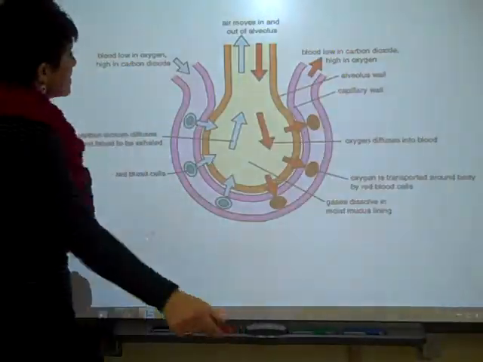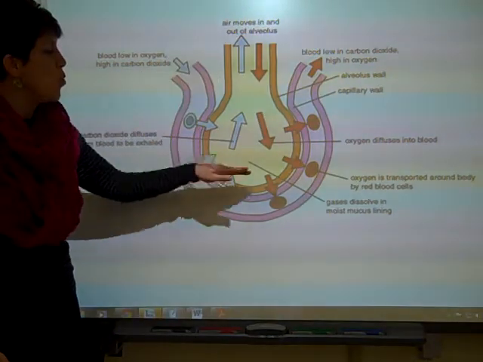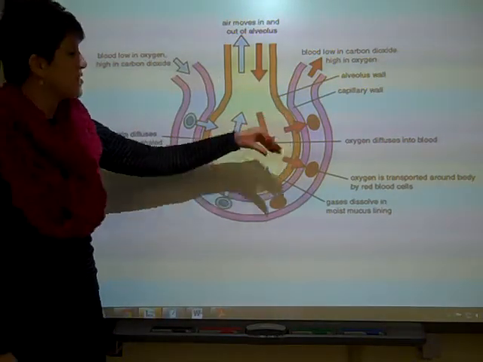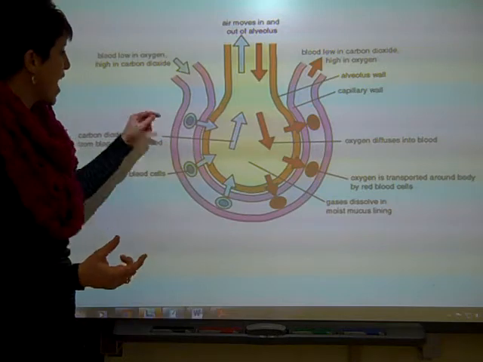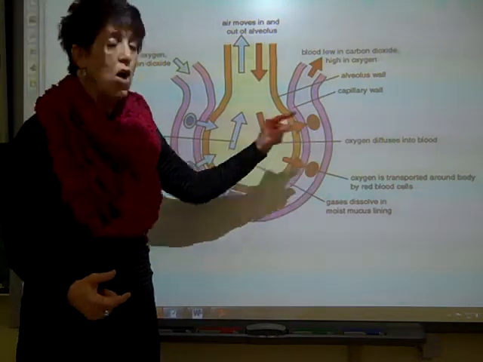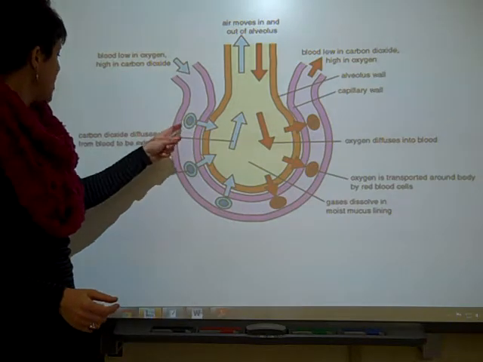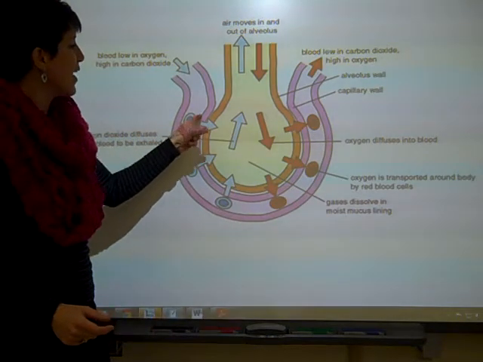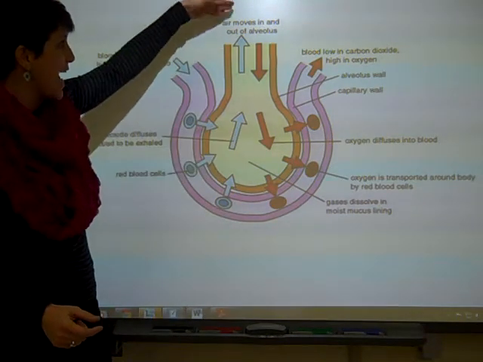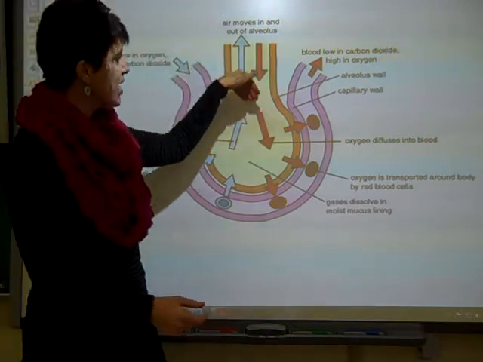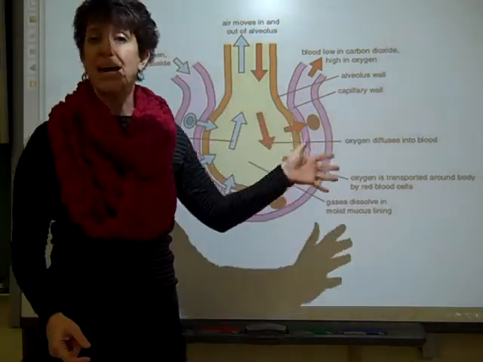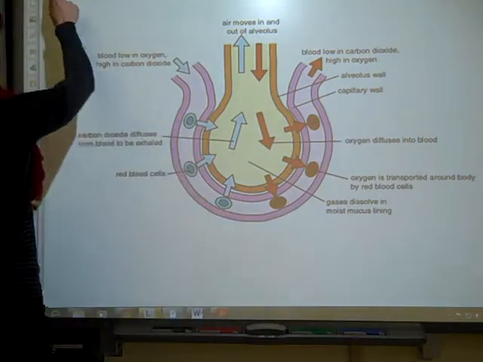All right, on my next slide here, this is showing one alveolus, so a single part of the alveoli, and a single capillary. The walls are only 1 cell thick, so diffusion can occur. And here we have carbon dioxide going out of the capillary, and you can exhale it out of your body. And then we have oxygen coming in and binding to a red blood cell.